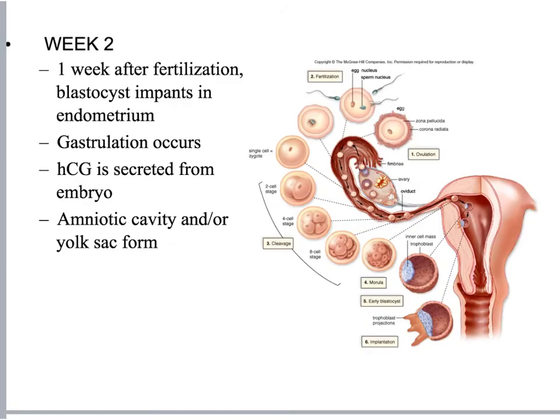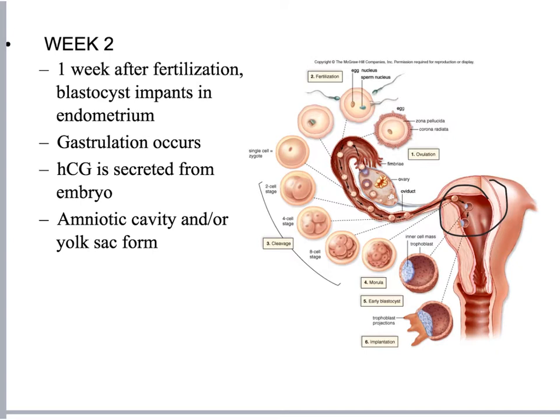By week 2, 1 week after fertilization, the blastocyst implants in the endometrium. Gastrulation occurs. Don't forget that HCG is secreted from that developing embryo to keep the corpus luteum intact. Estrogen and progesterone continuously released by that corpus luteum keep the uterine lining thick and juicy and bloody and mucousy for that implanting embryo.